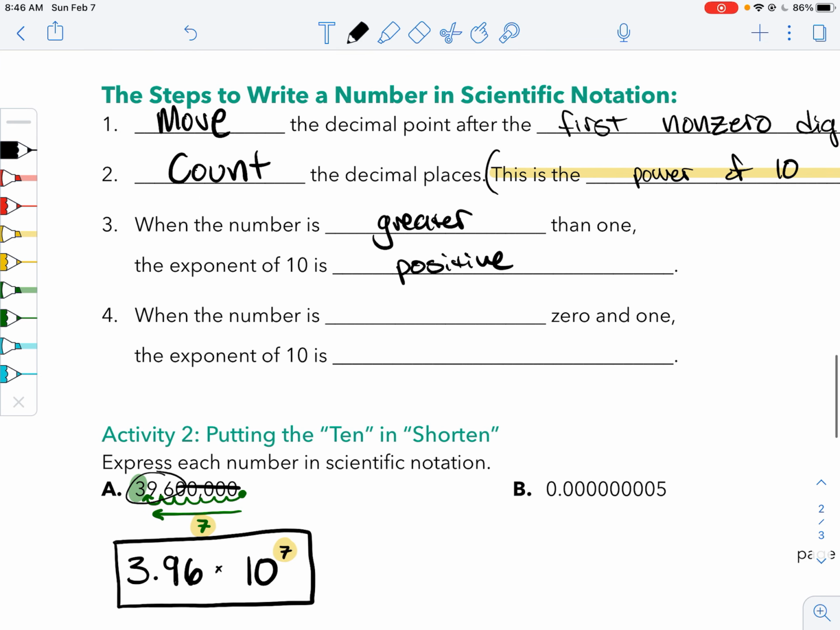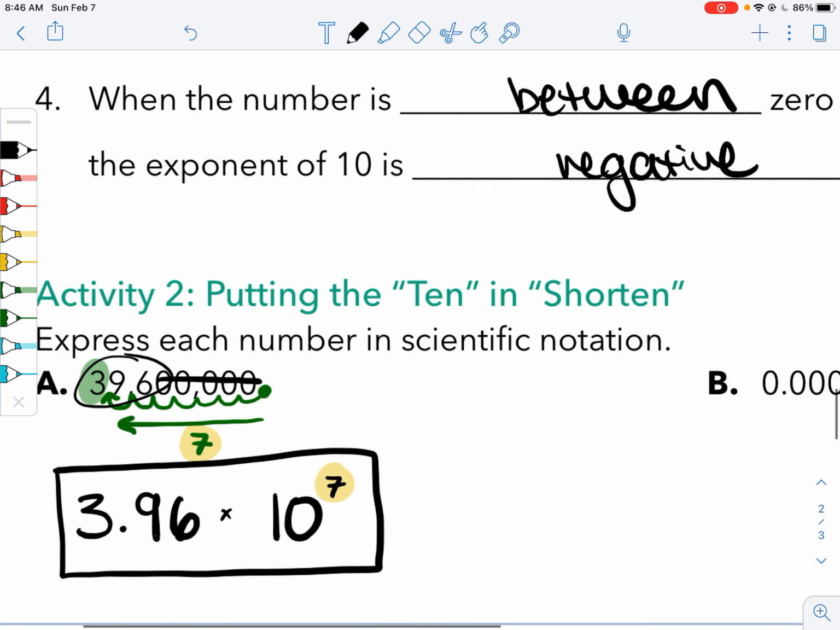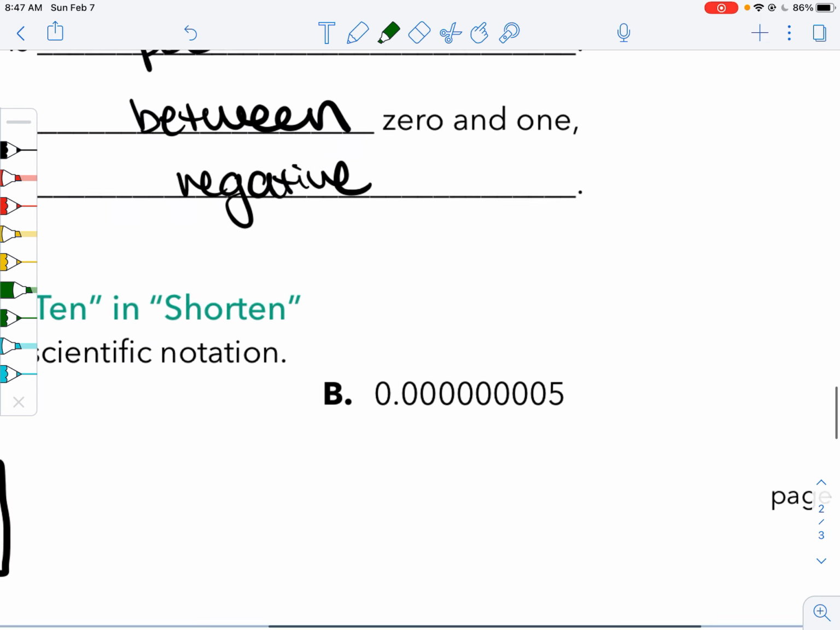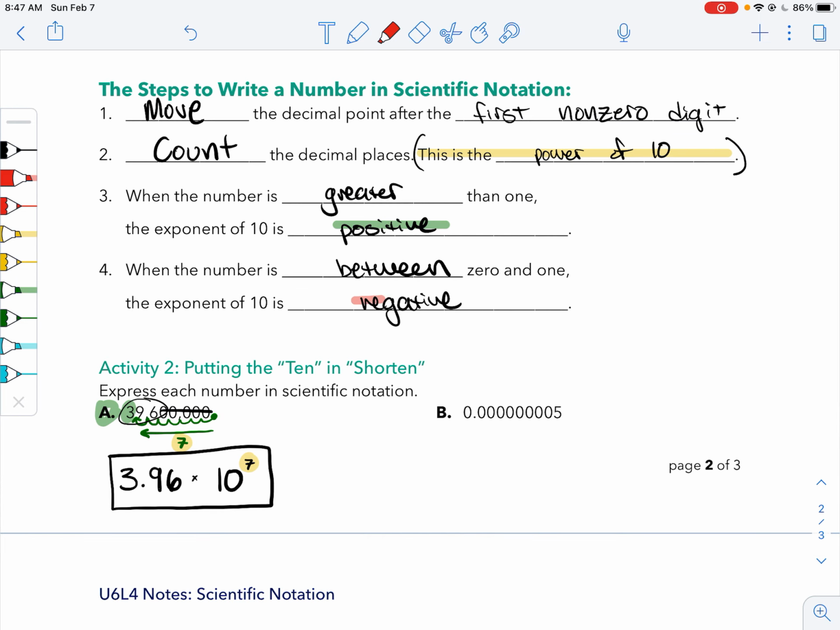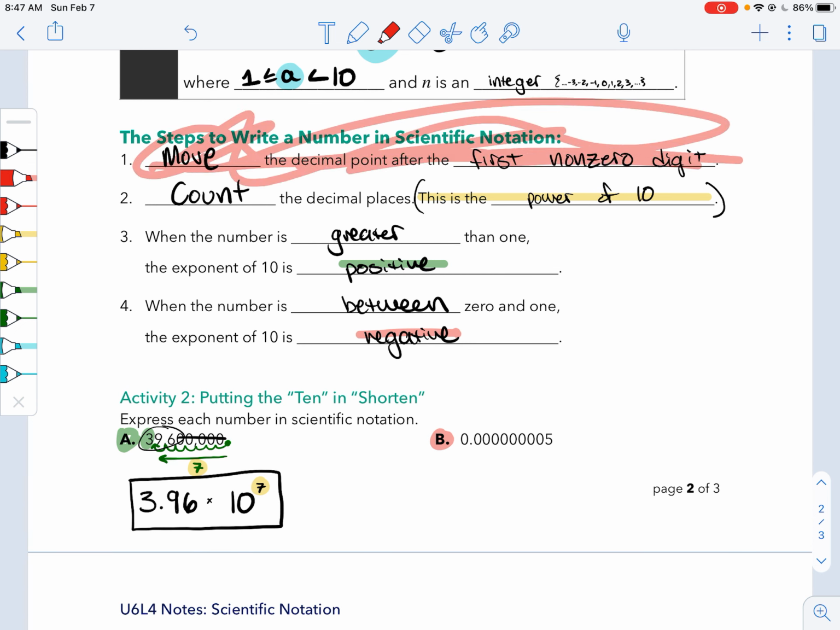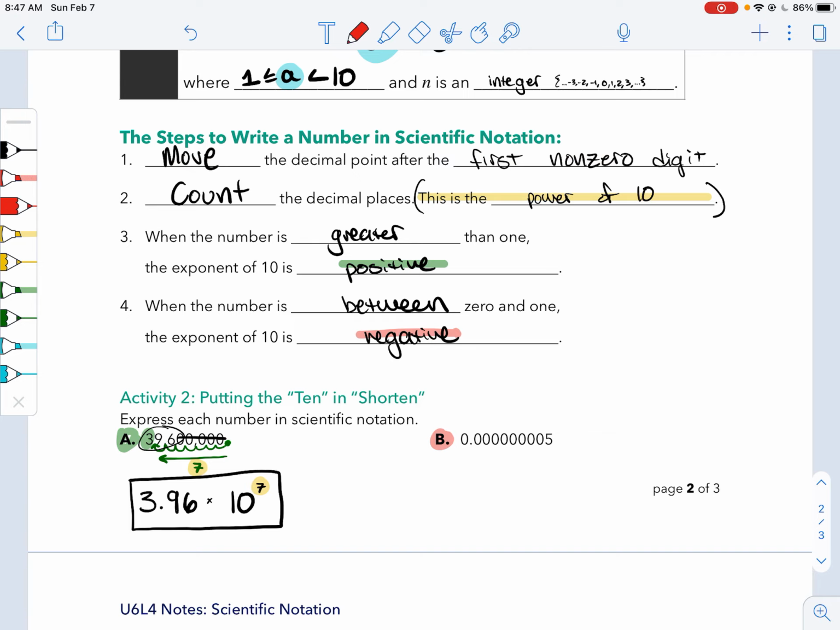Okay. If the number is between 0 and 1, the exponent of 10 is negative. So here we've got a number that's greater than 1, so the exponent is positive. Here we've got a number that's between 0 and 1, so our exponent is going to be negative. So let's do this one. First, we need to move the decimal place to be after the first non-zero digit. Did not realize I was hiding. And by hiding, I mean highlighting.